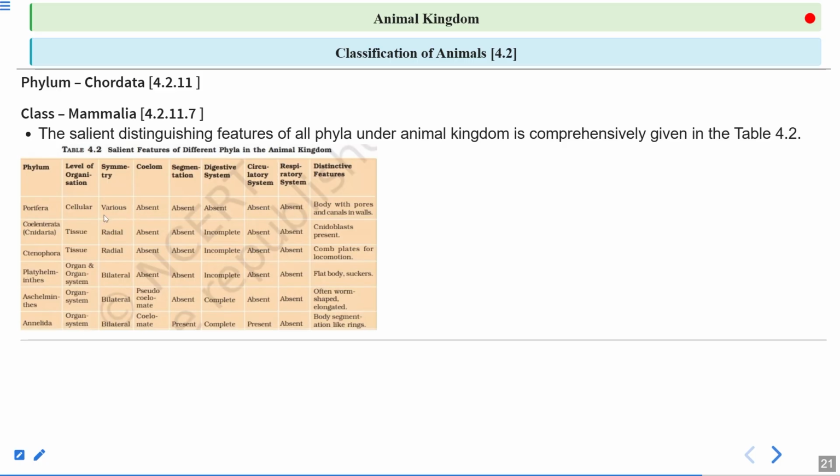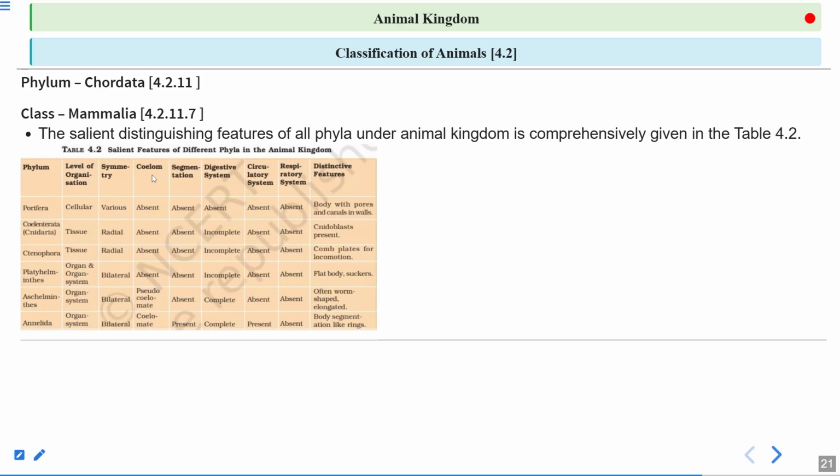Generally, Porifera have asymmetry, so there it is written variable. Radial symmetry is seen in the case of Coelenterata and Ctenophora. Bilateral symmetry is seen in Platyhelminthes, Aschelminthes, and Annelida. Segmentation: before segmentation, the coelom is there.